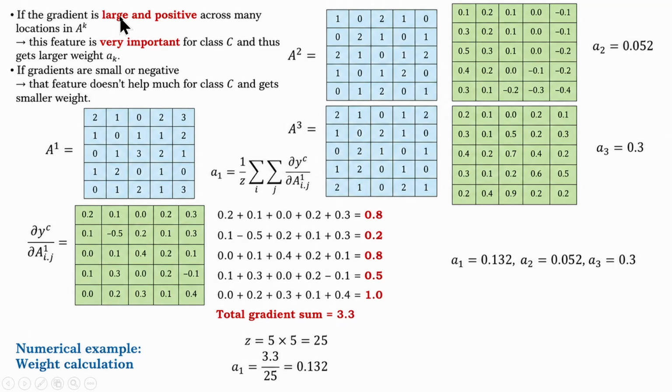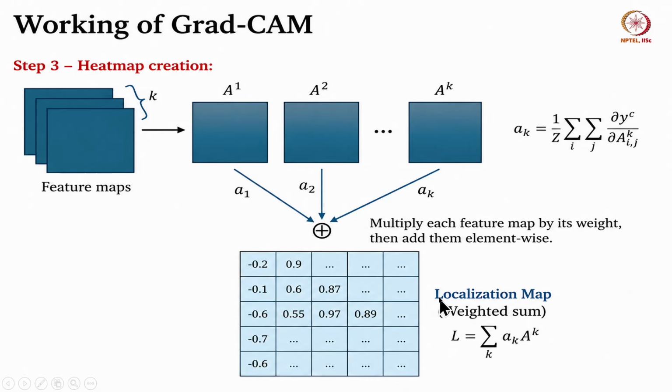And if the gradient is large and positive across many locations in AK, what does it mean? This feature is very important for class C and thus gets a larger weight. Here, out of these 3, which has the larger weight? You see here A3 has the larger weight because it is 0.3. If gradients are small or negative, that feature doesn't help for class C and gets a smaller weight. Look here, this is a smaller weight. Okay, the second step is completed.